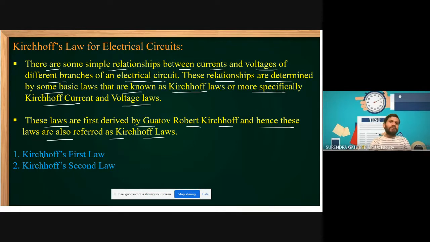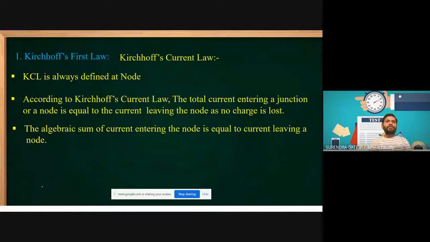Mainly there are two laws: Kirchhoff's first law and Kirchhoff's second law. Students, please concentrate. First, concentrate on Kirchhoff's first law, which is Kirchhoff's current law. Simply it is called KCL. This KCL is defined at a node.